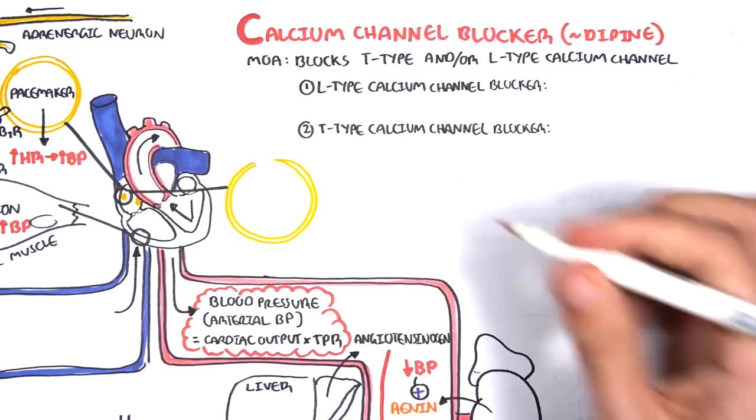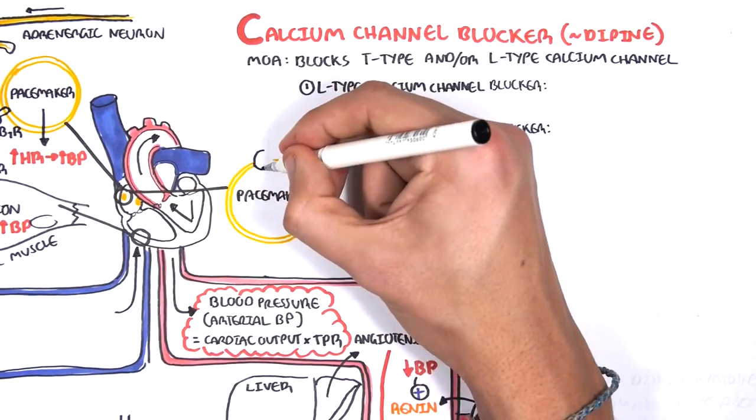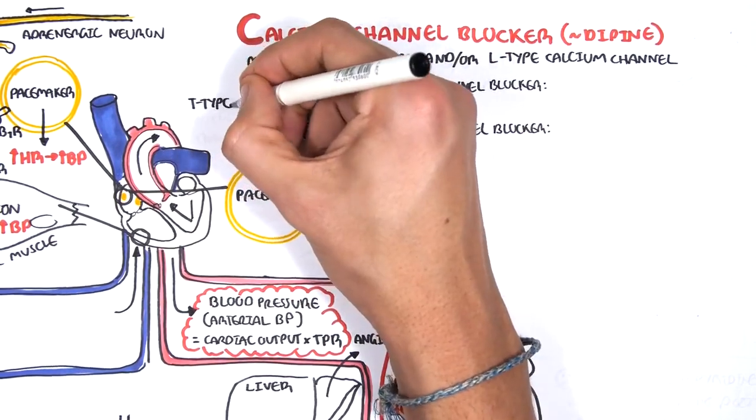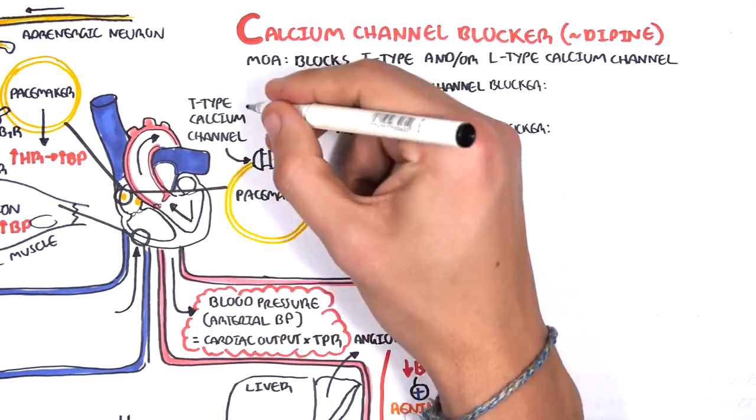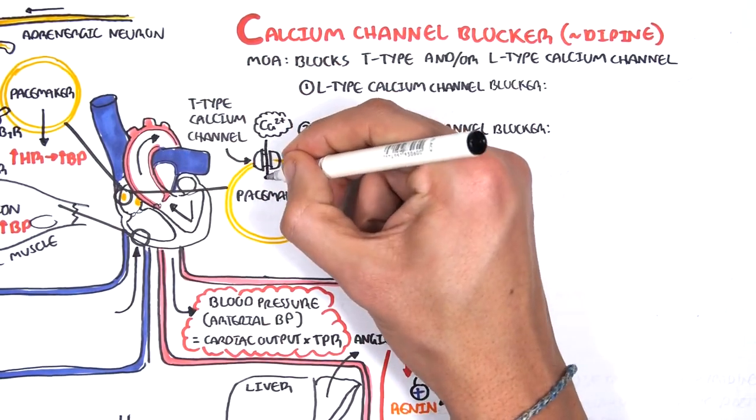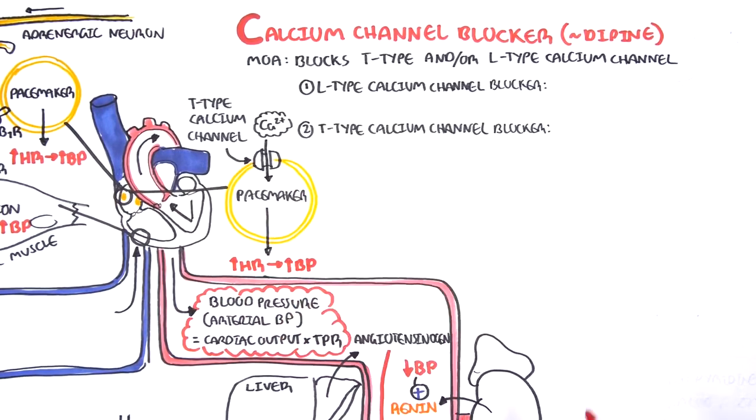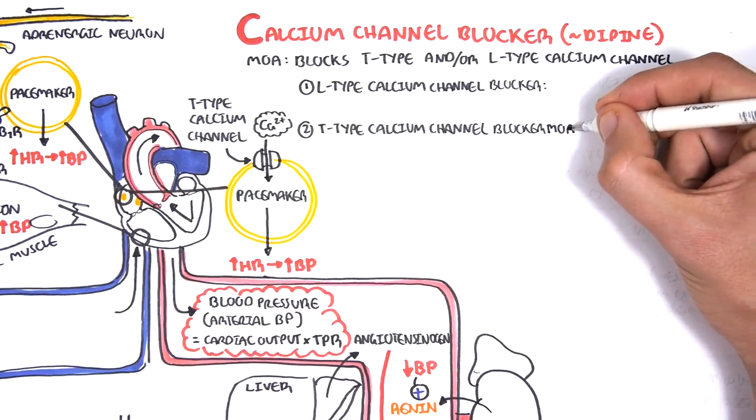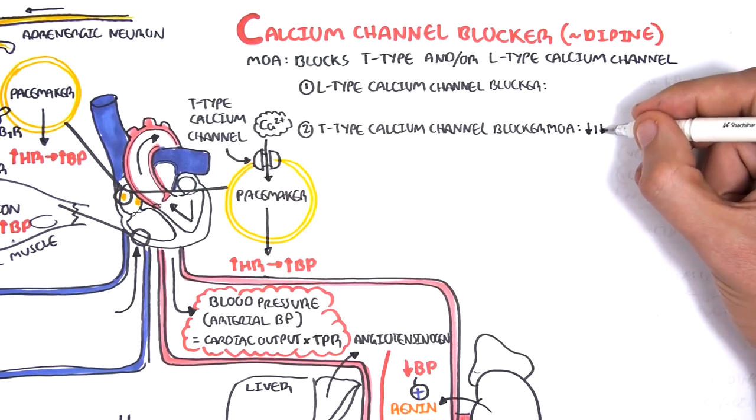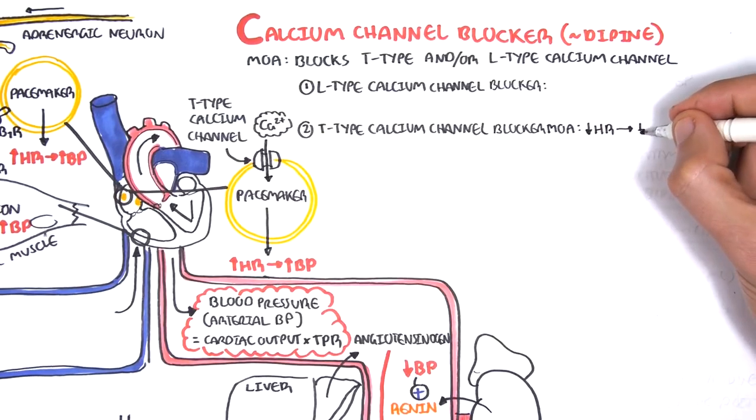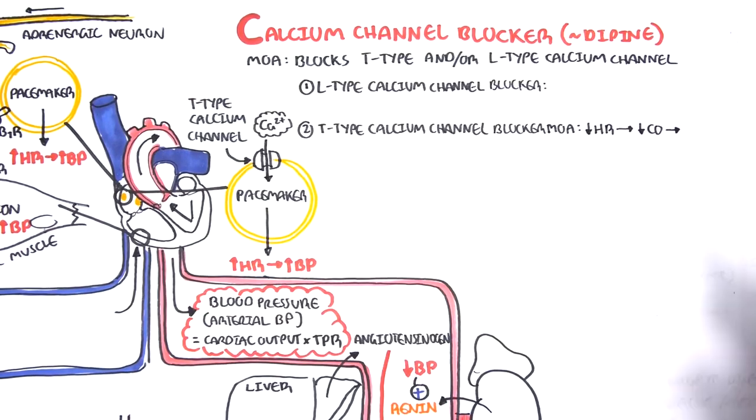For example, in the heart, going back to our pacemaker cells, which control the heart rate, there are T-type calcium channels. Calcium activity in the pacemaker cells causes the heart to pump faster and so contributes to increasing the blood pressure. Think of T-type calcium channels as time, so T for time, because the pacemaker cells of the heart control the heart time, the heart rate. And so using T-type calcium channel blockers will block calcium activity and thus decrease heart rate, decreasing cardiac output, and then decreasing blood pressure.